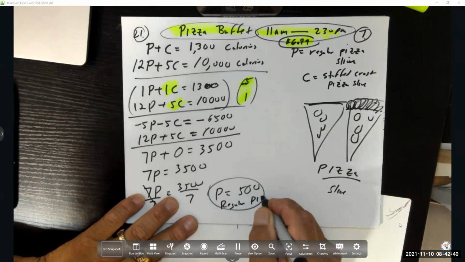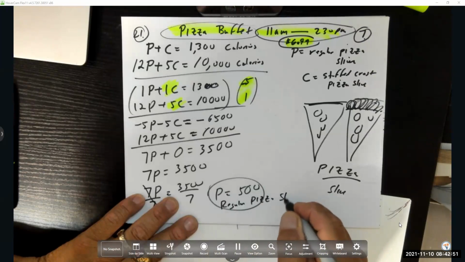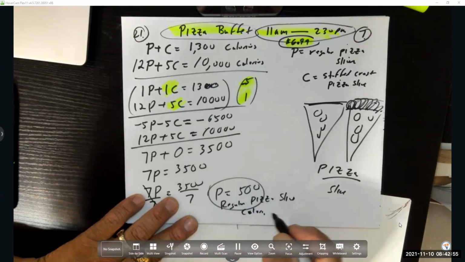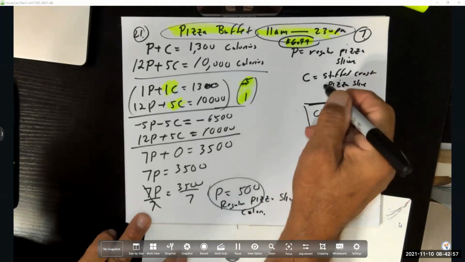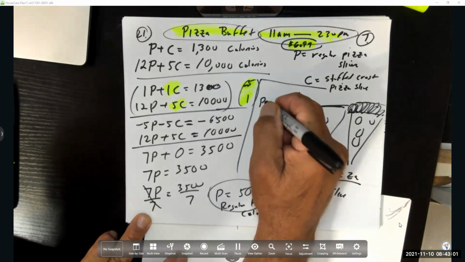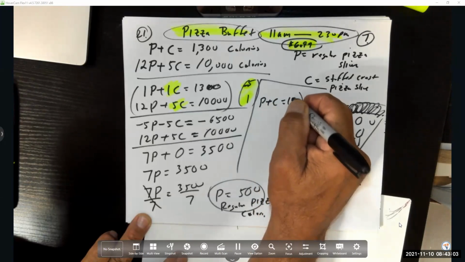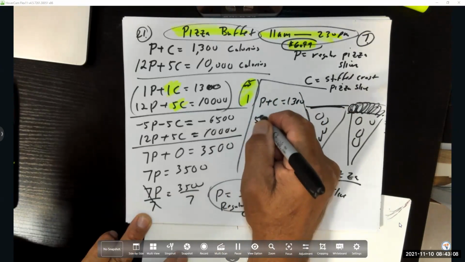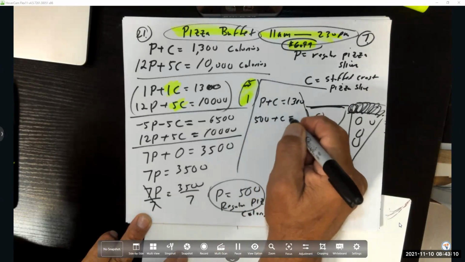This is the regular pizza slice calories. All right, so that's one answer, right? So now I'm gonna have to go back to the original problem to get the other answer. So P plus C is 1,300, but I know that P is 500. So 500 plus C is 1,300.